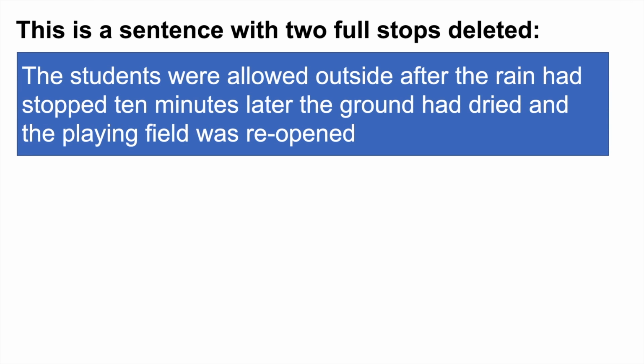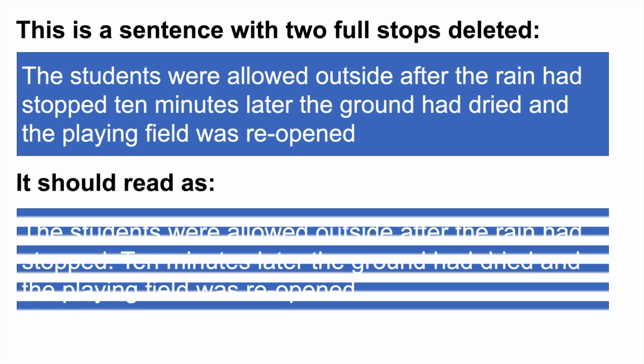So this is a sentence with 2 full stops deleted. So the sentence reads, "The students were allowed outside after the rain had stopped 10 minutes later, the ground had dried and the playing field was reopened." It does not make sense. It should read as follows.